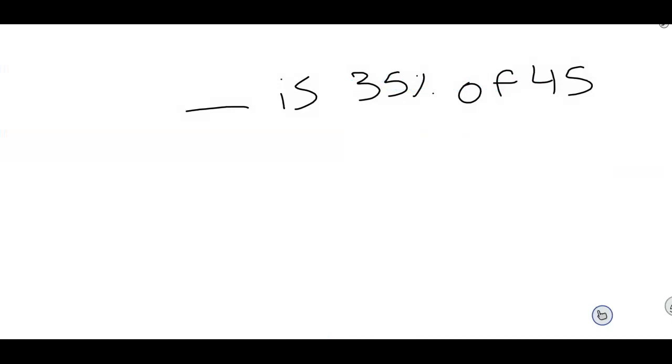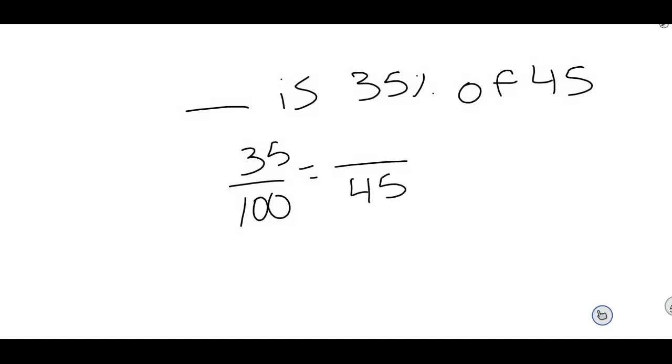There are multiple ways we can do this. So who wants to share one way to solve it? Tom. So first, I did 35 to 100. And then I divided 100 by 5. Okay, you had 35 over 100, right? And you're equaling this to an equivalent ratio, right? Where did you put 45? On the top or the bottom? The bottom.